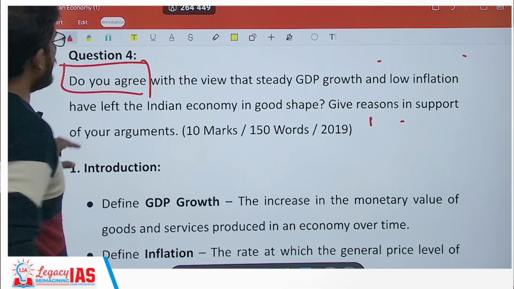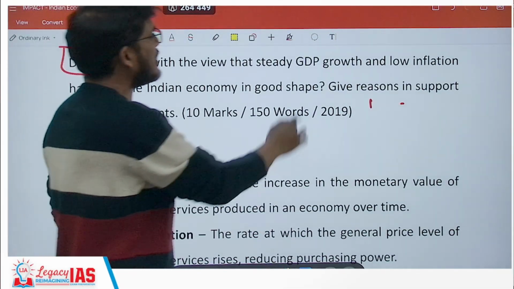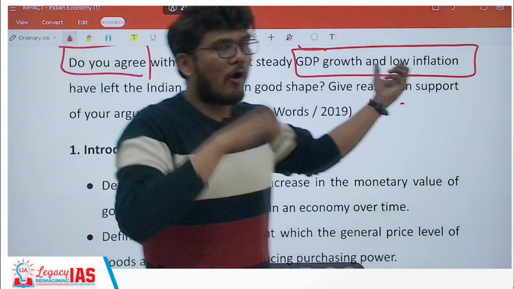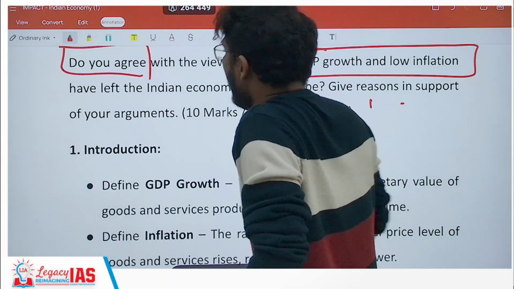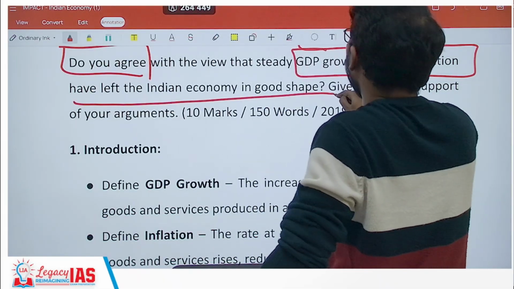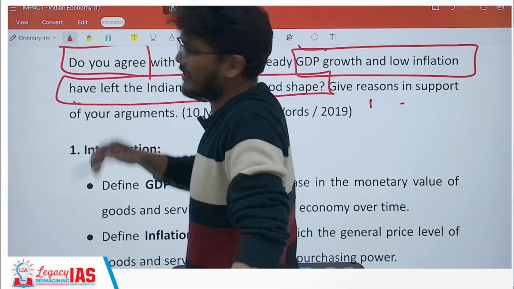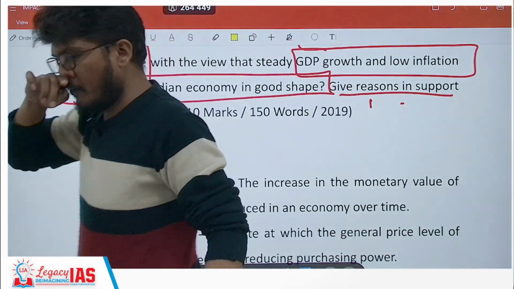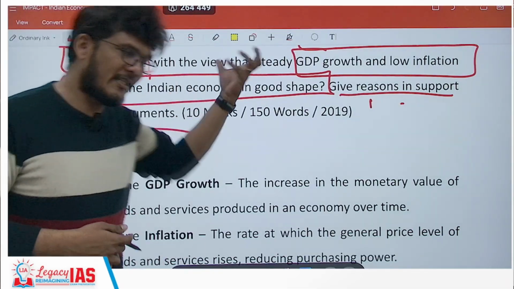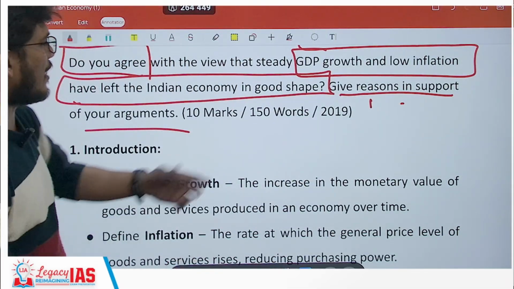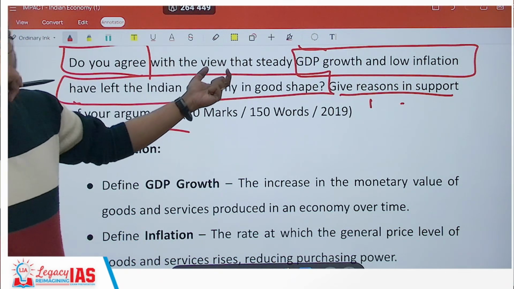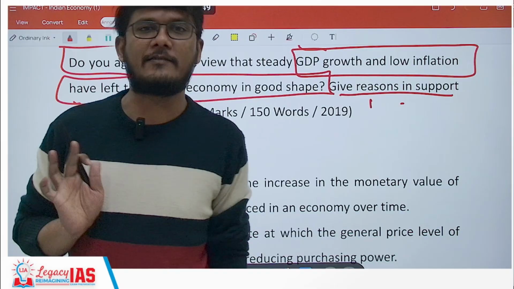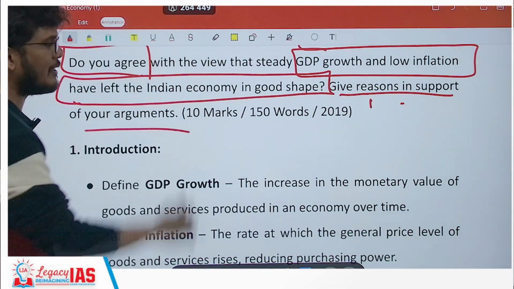So the question is, do you agree with the view that steady GDP growth and low inflation, so it's a pair of steady GDP growth and low inflation, have left the Indian economy in good shape? Do you agree with this? Give reasons in support of your argument. So basically it's a single part only. There is no double part, because anyhow you will have to give reasons. If instead of give reasons they had written discuss, then also you have to give reasons. Here they have explicitly mentioned give reasons.